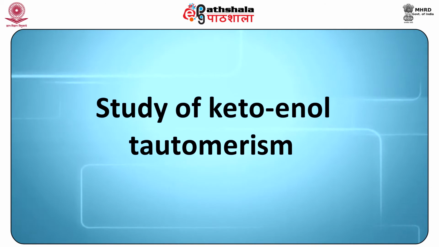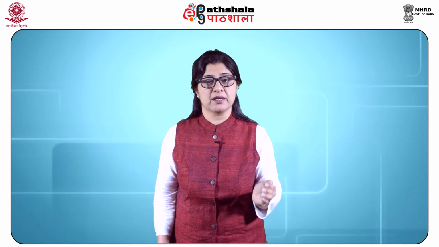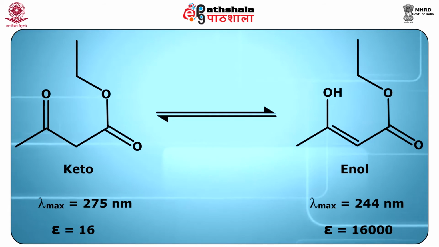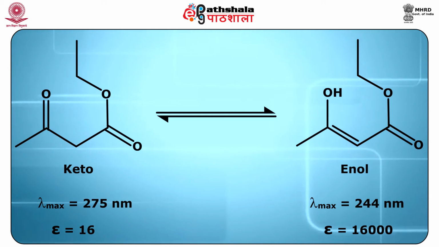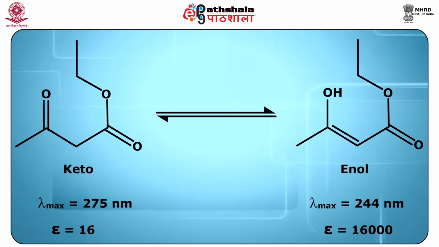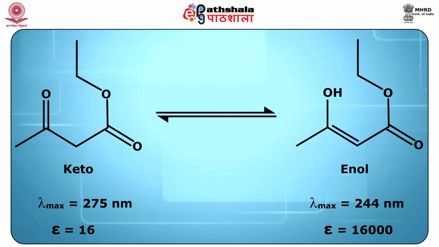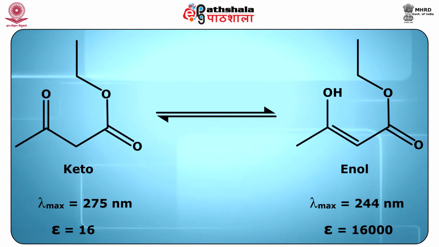Study of the keto-enol tautomerism. UV visible spectra can be used to study the keto-enol tautomerism, as both the keto and the enol form of the substance show characteristic absorption bands that can be identified. For example, ethyl acetoacetate, which shows keto-enol tautomerism, has an absorption band for the keto form with lambda max at 275 nanometers with low absorption intensity, that is 16, while the enol form has a lambda max at 244 nanometers with a high absorption intensity of 16,000.